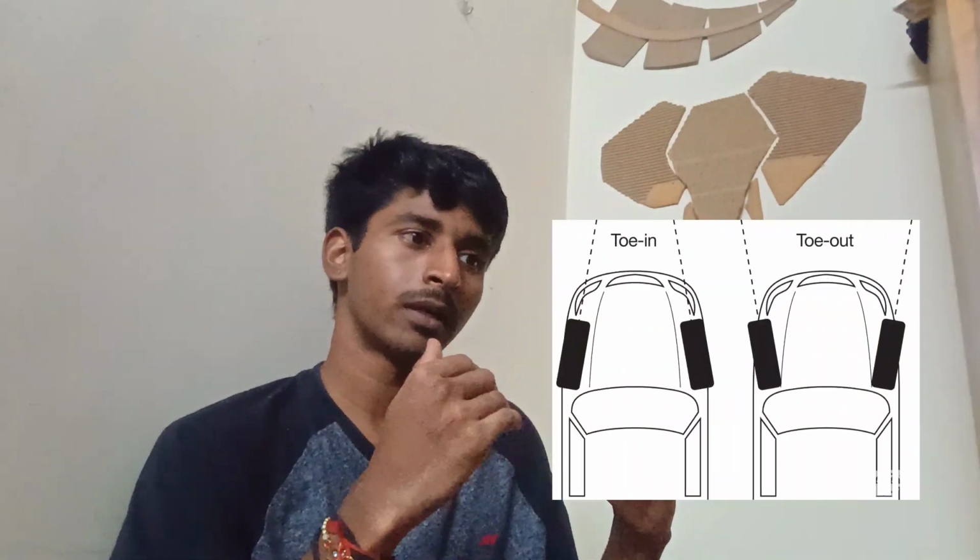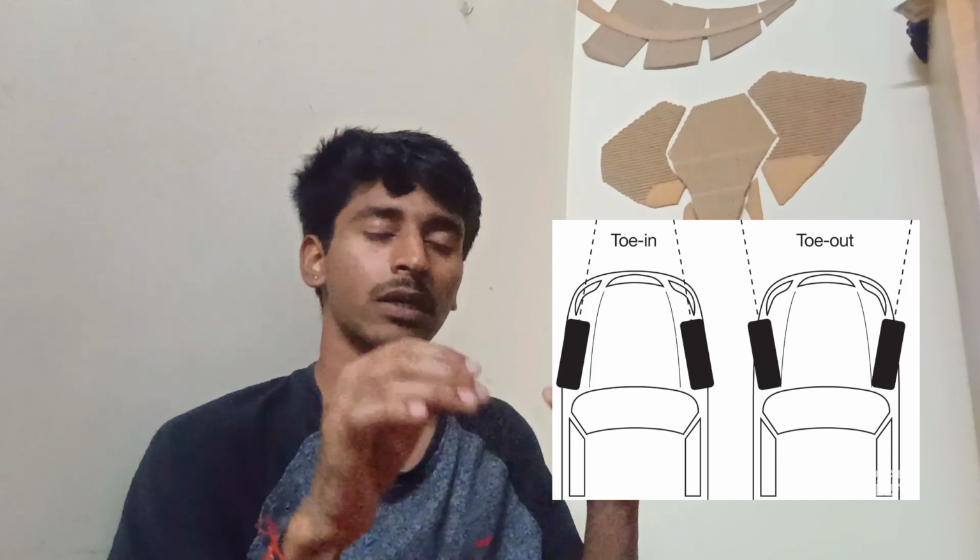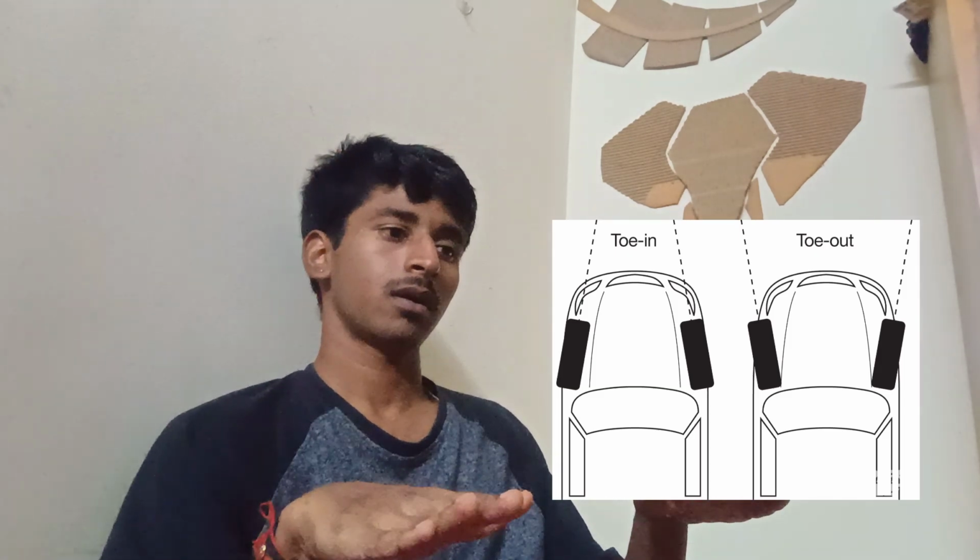And finally you have toe in, toe out. So it is pretty much straightforward right from the words you can make out. Toe in, basically when you look at the car from the top, if the front of the wheels are tilted inwards towards the car center line, then it's called toe in. And if the tires are tilted outwards away from the center line of the car, then that's called toe out. So something like toe in, toe out.